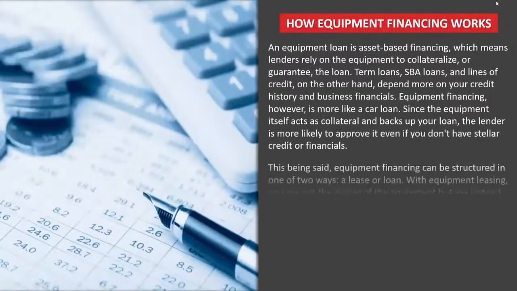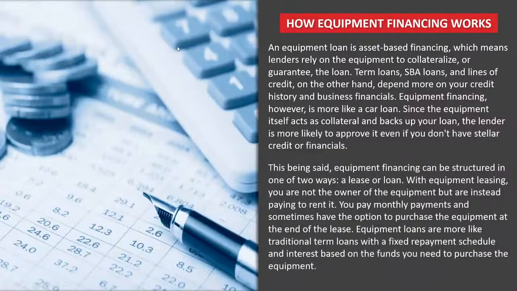How equipment financing works. An equipment loan is asset-based financing. Term loans, SBA loans, and lines of credit depend more on your history and business financials. Equipment financing is more like a car loan since the equipment itself acts as collateral and backs the loan. The lender is more likely to approve it if you don't have stellar credit or financials. And like I said, the only thing is that the actual asset is used as collateral. So if you're buying that particular truck, or that particular piece of equipment, what is known is that if you can't keep up the payments, they will repossess it and take it back. Equipment finance can also be financed in two ways.